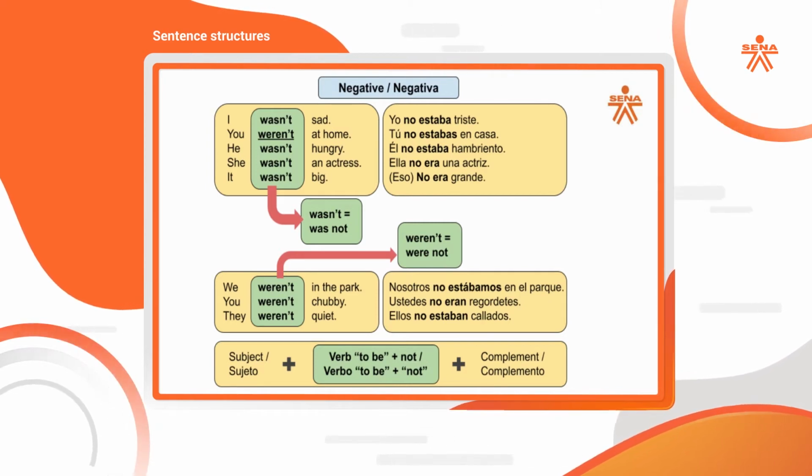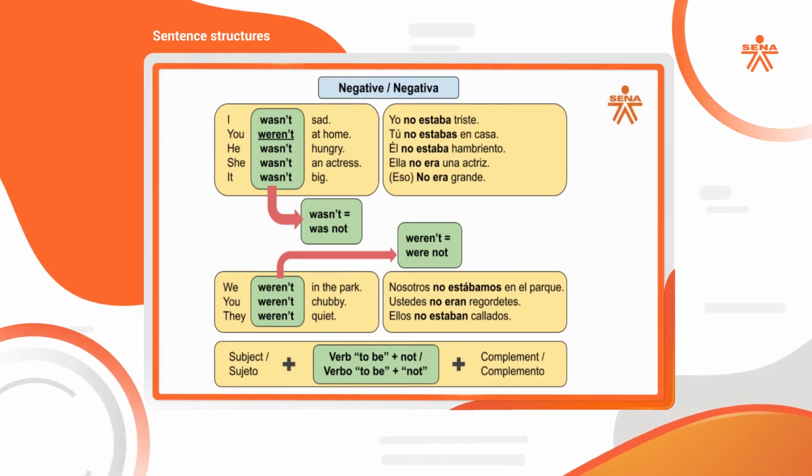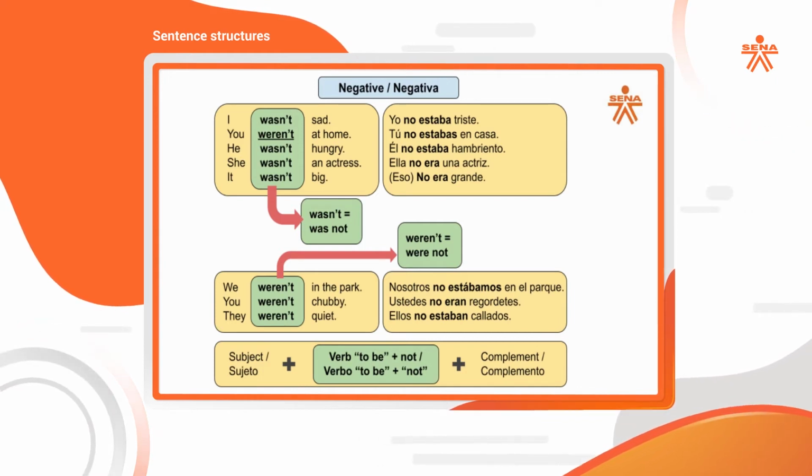With were, you're going to pronounce it were not. And if you use the contraction, it will be weren't. For example, I wasn't sad. Yo no estaba triste. He wasn't hungry. Él no estaba hambriento. She wasn't an actress. Ella no era una actriz.